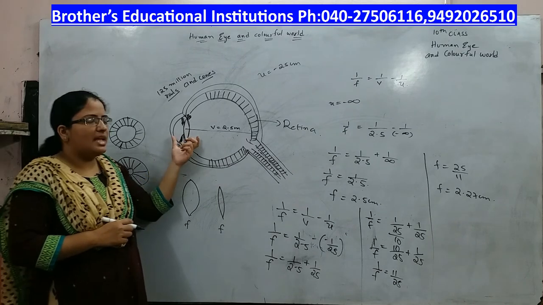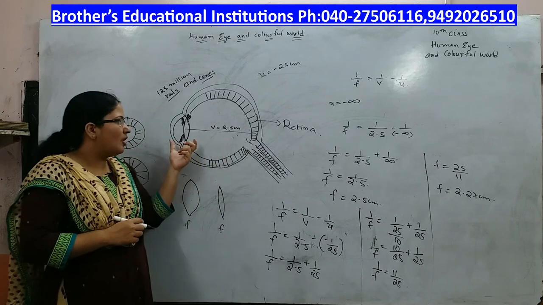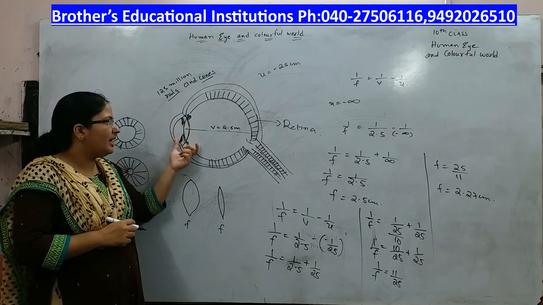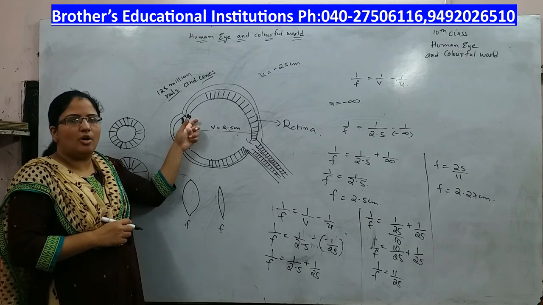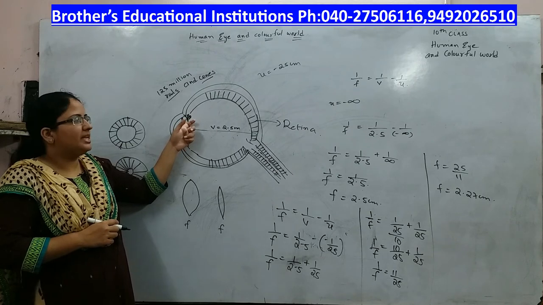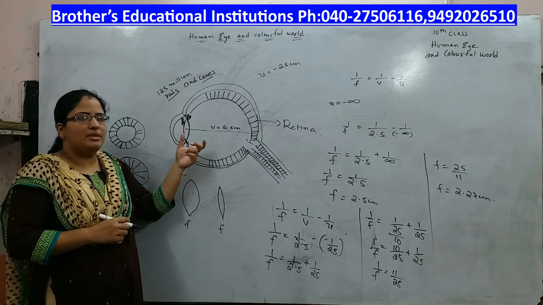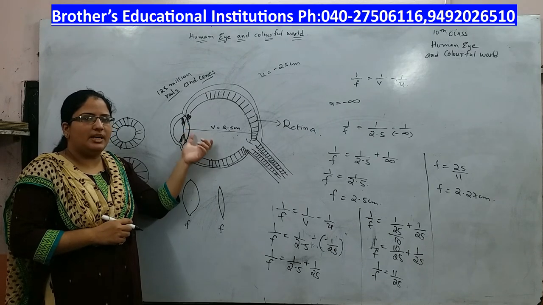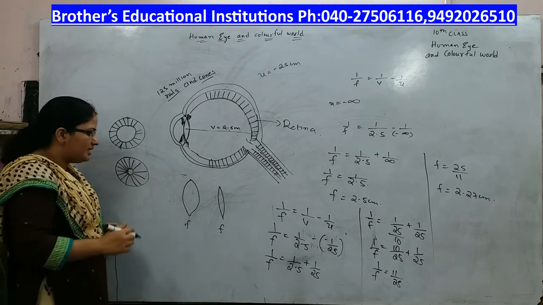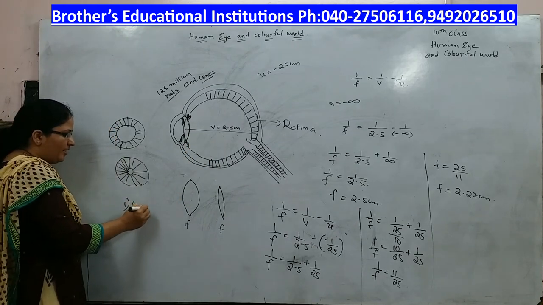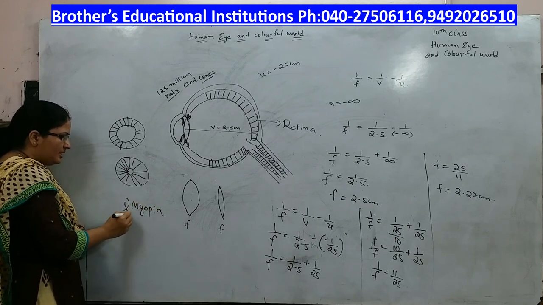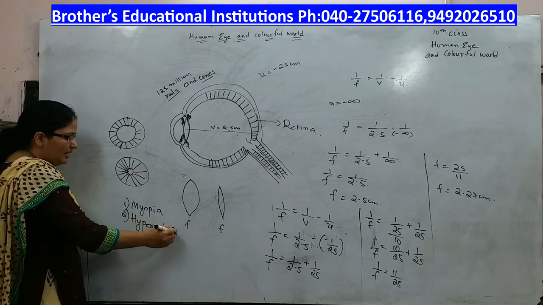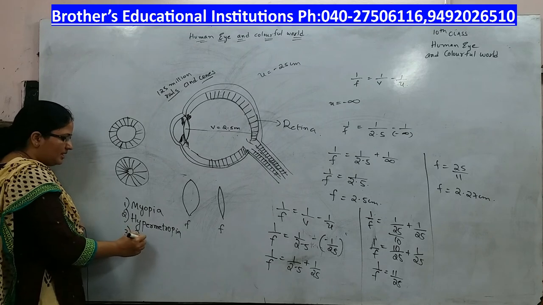Now, the changing of focal length of the convex lens of the eye by the ciliary muscles is called accommodation. As the person becomes aged, the accommodation power of the eye becomes weaker, so the person will get sight problems. There are three types of eye defects that we have. First one is myopia, second one is hypermetropia, and the third one that we are discussing in our syllabus is presbyopia.